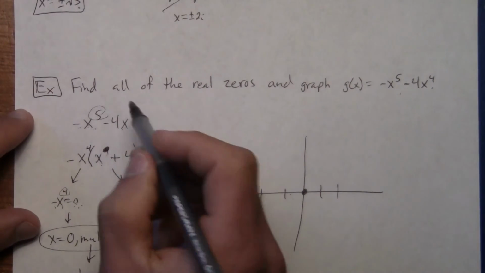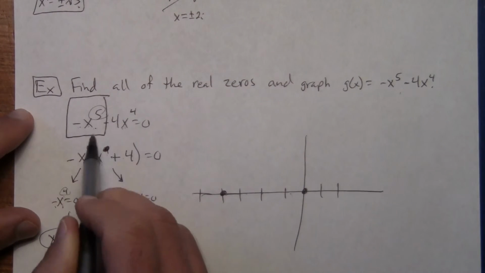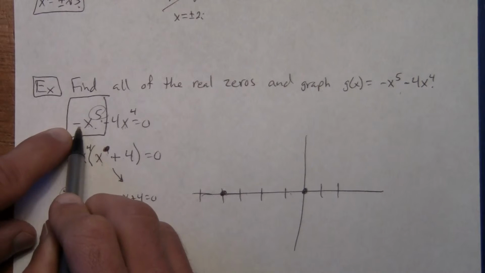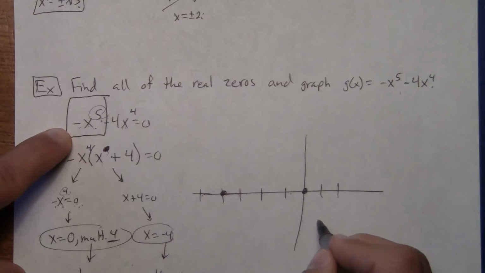All right, looking at end behavior, this is the term I want to focus in on. It's the highest exponent. The leading coefficient is negative, which means it's going to be going down on the right.